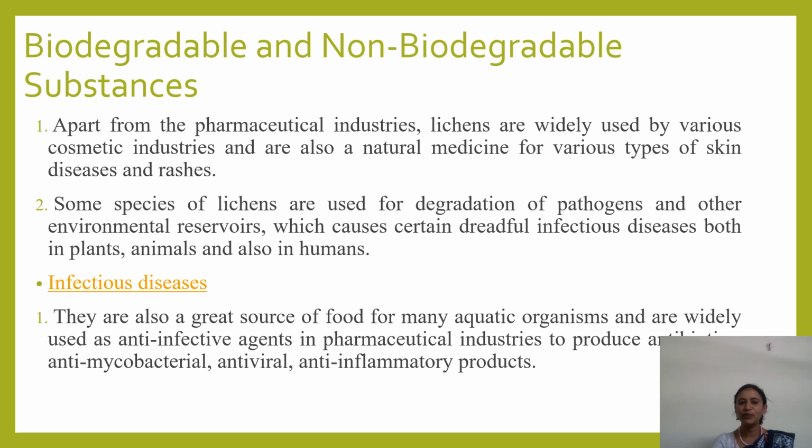To move forward, biodegradable and non-biodegradable substances: the role of lichens. As a part of the pharmaceutical industry, one of the rising industries even today, lichens are widely used by various cosmetic industries and are also a natural medicine for various types of skin diseases and rashes. These chemical components are obtained from the lichens that are found around us, and we have good sources of lichen in unpolluted areas. Some species of lichen are used for degradation of pathogens and other environmental reservoirs which cause certain dreadful infectious diseases in plants, animals, and also in humans.